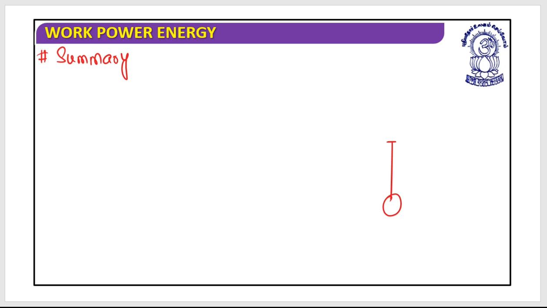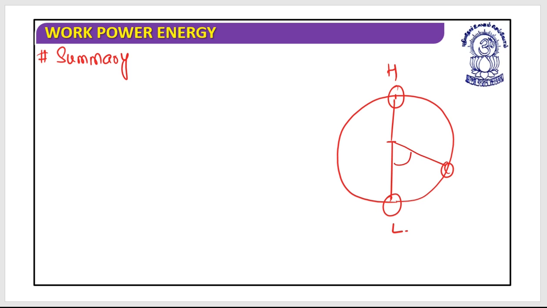Bob is there having mass m. It has been attached over here, and it is going to move in this kind of vertical circle. So this is the lowest position. This we can say as the highest position. Let's suppose this is at a certain location, and this is angle theta.